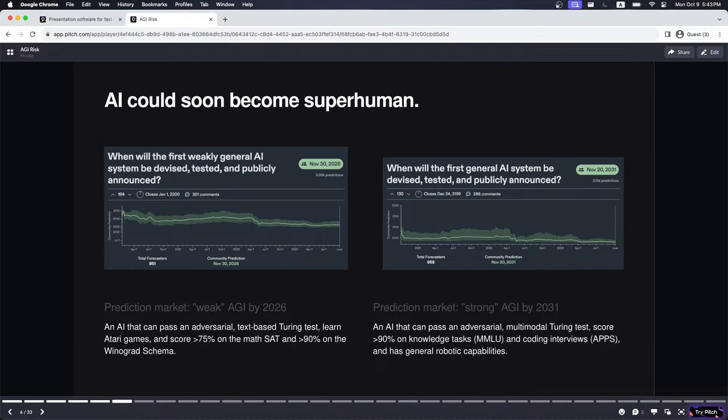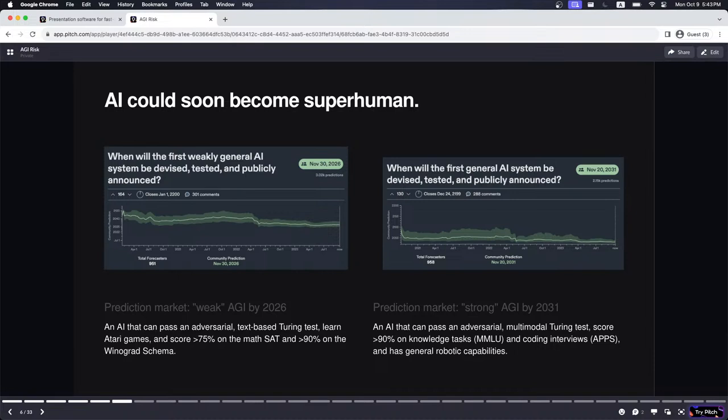So with AI advances, there are questions about when will AI become superhuman? So there are two prediction markets here, both from Metaculus, which is a prediction market website. The first talks about when will we achieve weak AGI, and the prediction is November 30th, 2026. And the second is when will we achieve strong AGI. The prediction is November 20th, 2031.